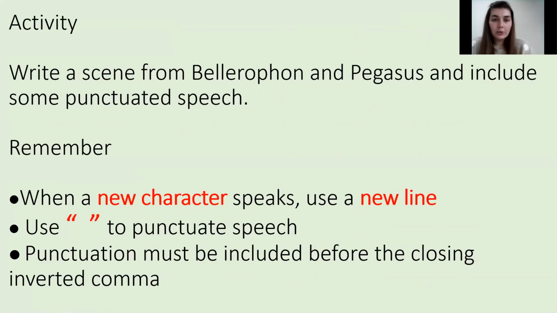Okay, so now your job is to have a go at writing a scene from Bellerophon and Pegasus and include some punctuated speech like I just modelled. Now remember, when a new character speaks, use a new line, use your inverted commas to punctuate the speech, and if you use punctuation, it must be included in the inverted commas. So that is your activity for today, and don't forget to send any of your work into the Year 3 email.